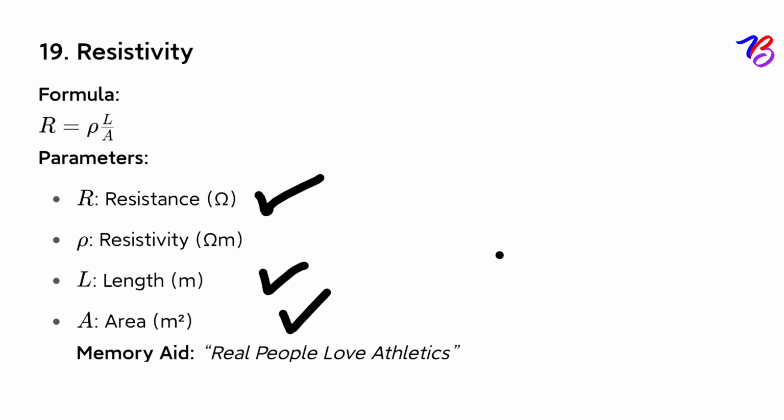So if we connect this, our memory aid, real people love athletics. Real people love athletics. With this, you should be able to generate other formulas for this particular concept, because we know that area is equal to what? Pi r squared. Over here, you can also get that attached to these.